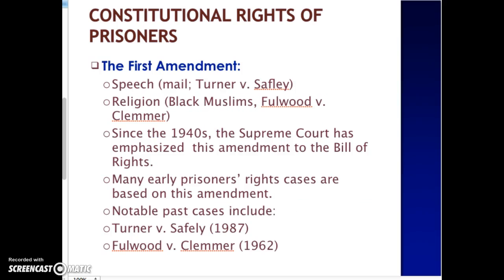So if we take a look at the First Amendment issue, I will tell you that the applicable Bill of Rights amendments that apply to prisoners are the First Amendment, the Fourth Amendment, the Eighth Amendment, and the 14th Amendment, okay? The First Amendment primarily deals with speech in the form of mail, and this is the case of Turner v. Safley, and religion, Black Muslims and Fulwood v. Clemmer. So you can see that the two areas that come up in institutions are the issue of speech and, of course, the issue of religion.